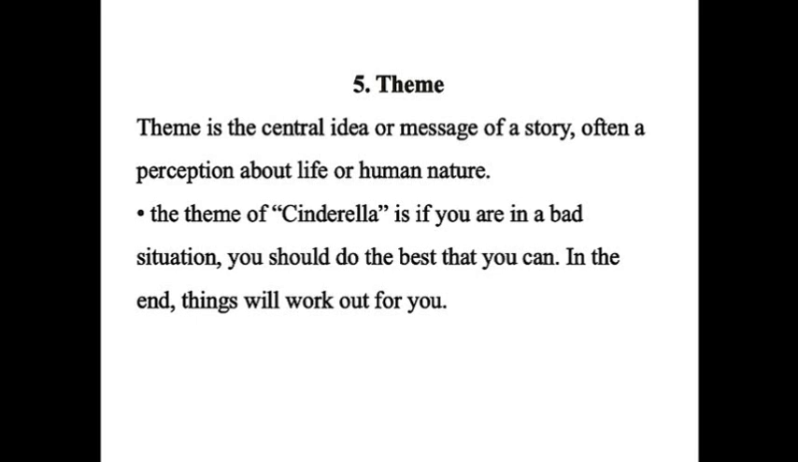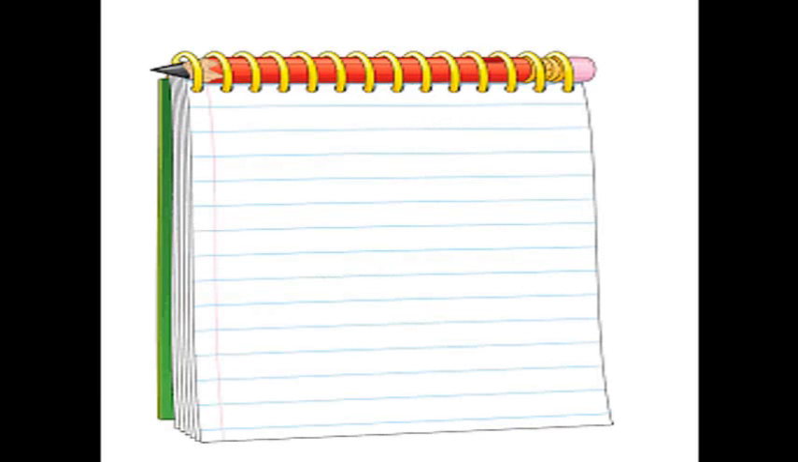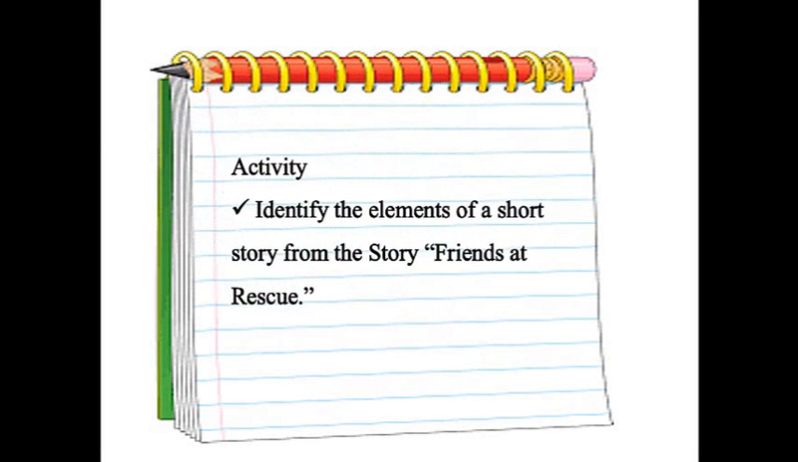Now we are going to do an activity. For this activity, from your English reading and literature textbook, you have to read the story Friends at Rescue. And after reading the short story, you have to identify the 5 elements of a short story and write them down in your notebook. And later you are going to share it with your friends about the elements of a short story.